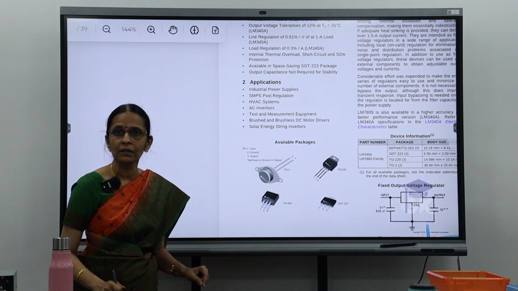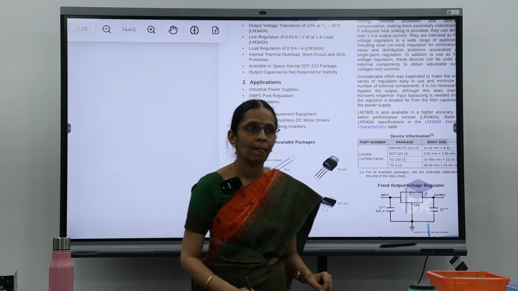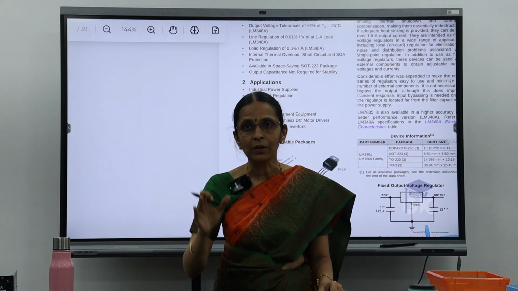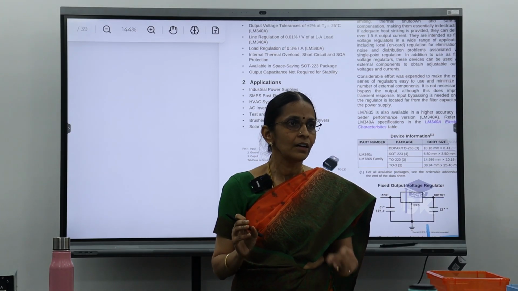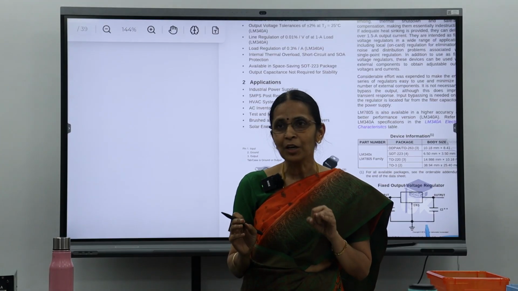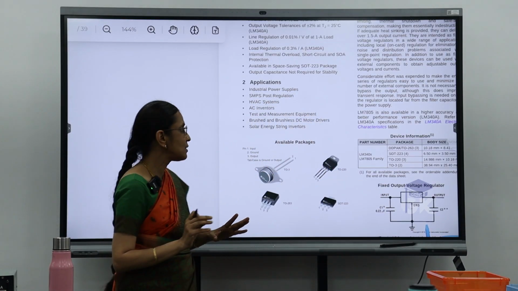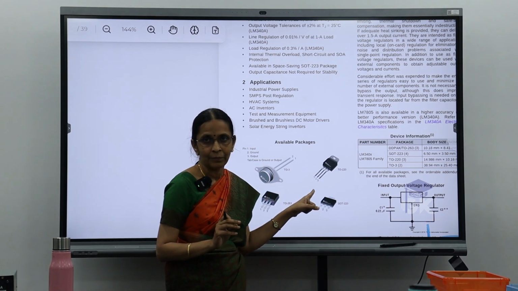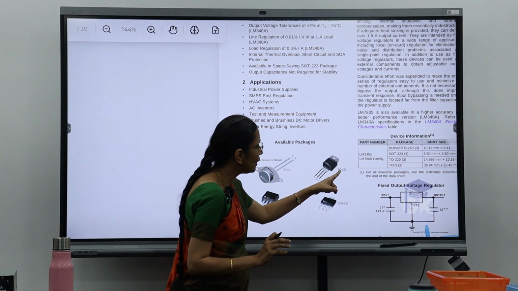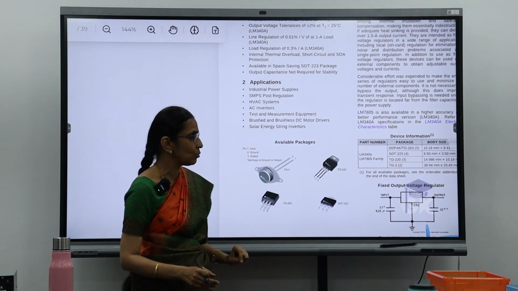What is TO3? What does TO stand for? Transistor outline. Okay, transistor outline. DO stands for diode outline. Similarly, TO stands for transistor outline. So TO3 package, that's nothing but a metal casing, whereas this is TO220, where I have it with the plastic package. That is what we are using.